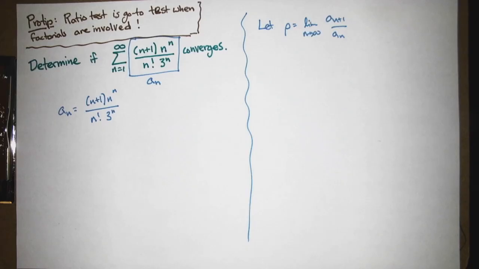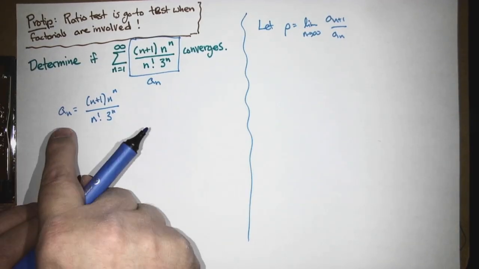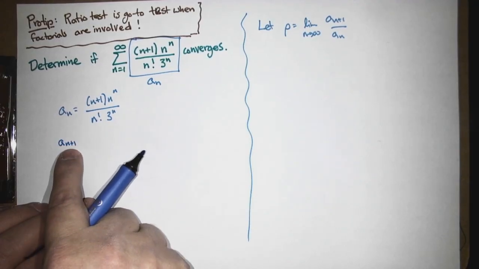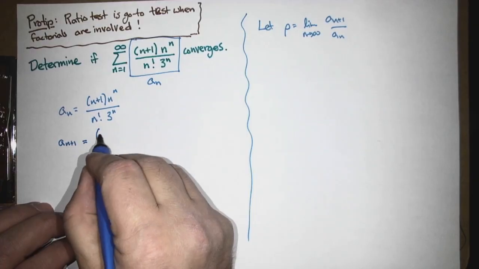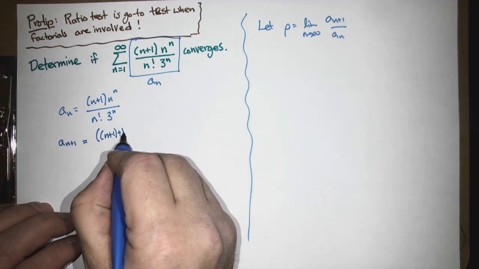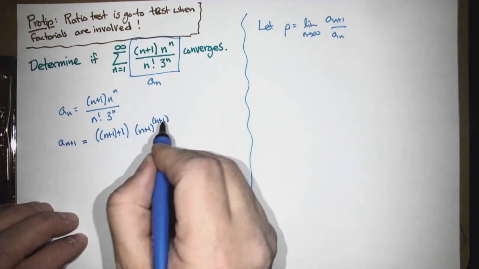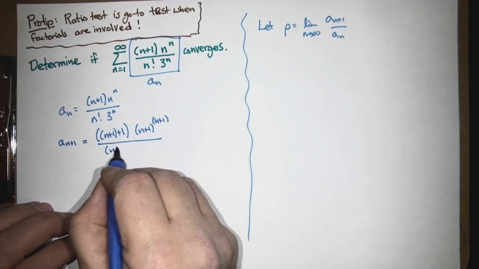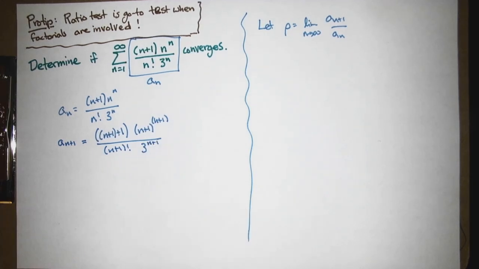Okay, plug in n plus 1 where? Everywhere. Where there's an n, you put an n plus 1. So everywhere where you currently see an n, put in n plus 1. So this becomes n plus 1 plus 1, n plus 1 to the power n plus 1, divided by n plus 1 factorial, 3 to the n plus 1. So that's how you find a n plus 1. Everywhere where you currently see an n, in goes an n plus 1.